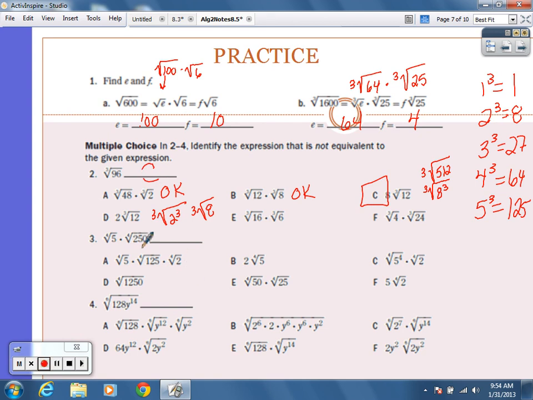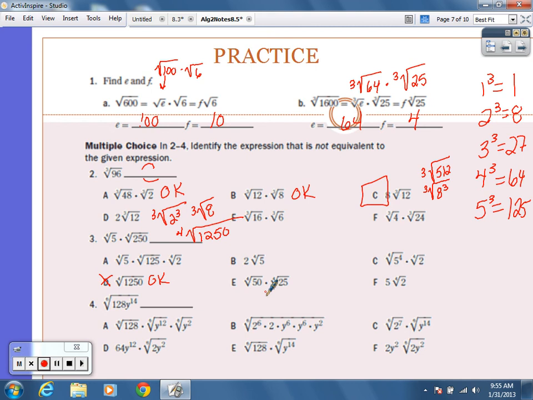Okay, these are fourth roots. I don't know if you can read it. It's a little small. 5 times 250. I'm just going to jot down what we also have here. This is the fourth root of 1250 by multiplying those together. So I know D is going to be okay here.